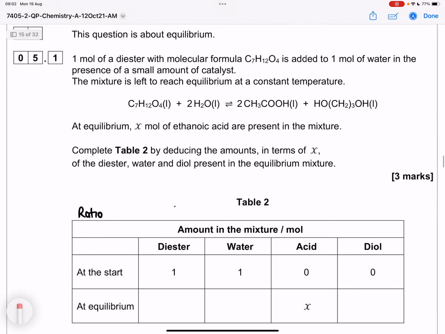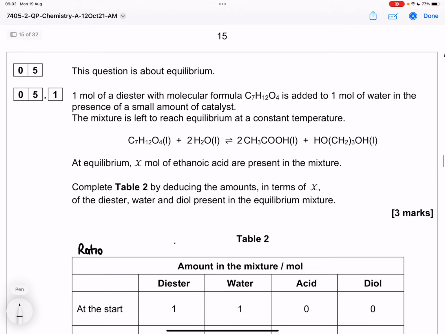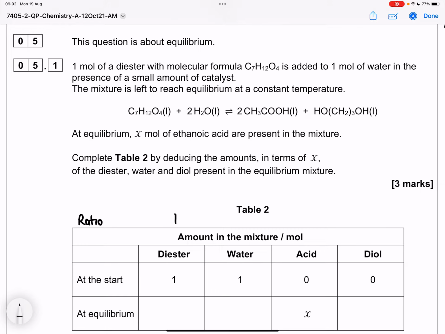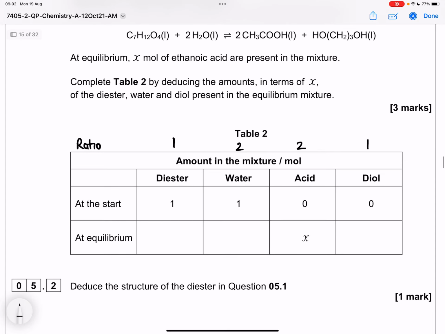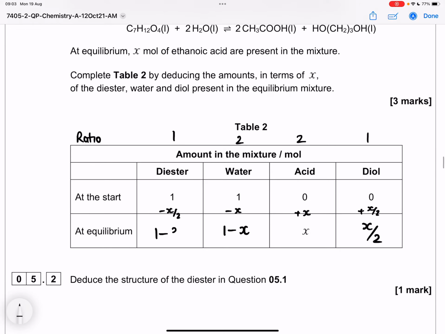Complete table 2 by deducing the amounts in terms of X of diester, water and diol present in the equilibrium mixture. So the first thing to do is to look at the ratio. And we can see that we've got 1 of the diester, 2 water, 2 acid, 1 diol. So if the acid goes up by X, and that's in the same ratio as the water, the water must go down by X, that'd be 1 minus X. Now the diol is in a 2-to-1 ratio with the acid, so this would only go up by X over 2. So this one would be X divided by 2. And the diester is in the same ratio as the diol, so the change would be X over 2 as well. So this would be 1 minus X over 2.